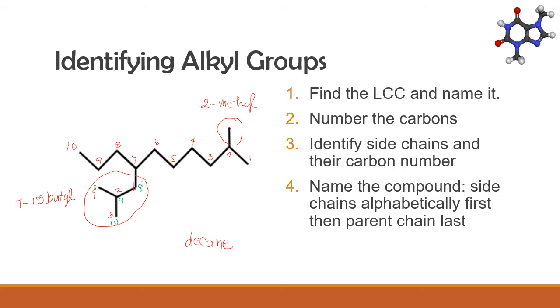We numbered it from right to left because according to the IUPAC rules, we number from the side nearest a side chain. So in this case, this is nearest to the edge compared to isobutyl. So we can name this compound by arranging the side chains in alphabetical order. We have 7-isobutyl-2-methyldecane.